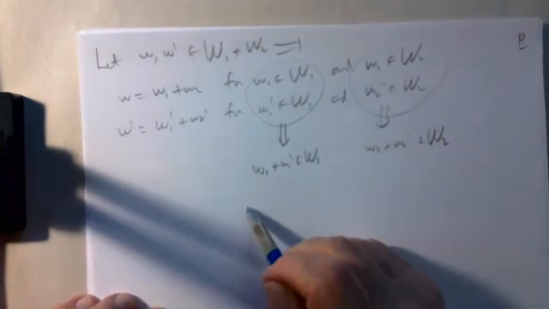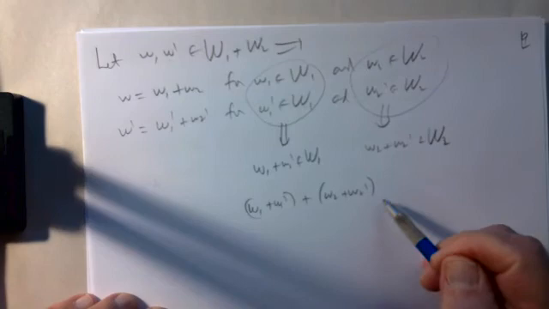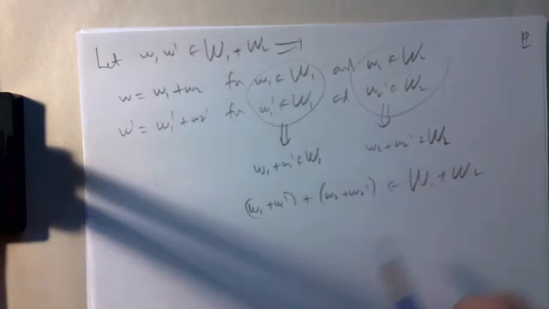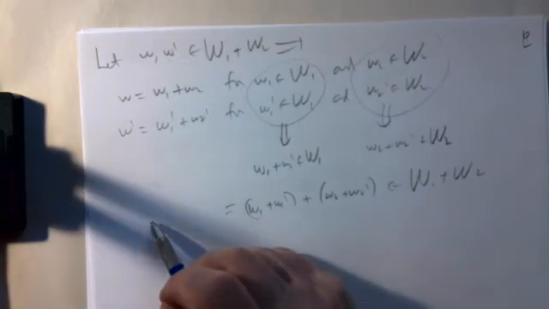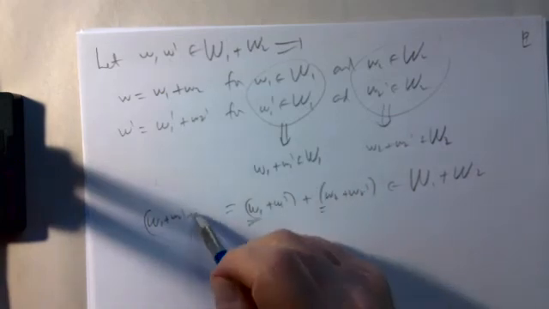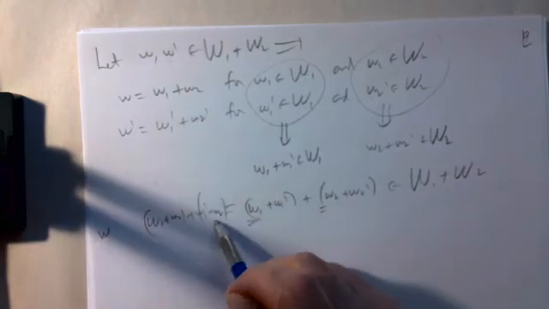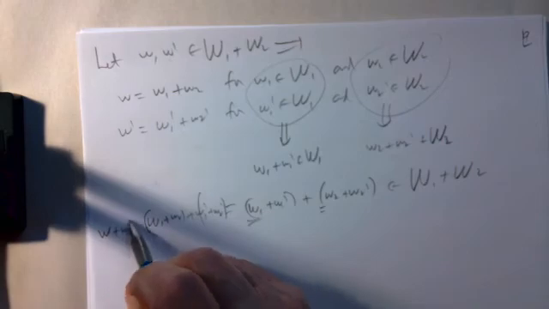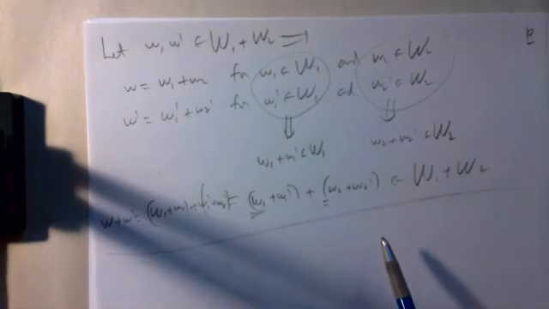So if I take the sum of these vectors, w1 plus w1 prime plus w2 plus w2 prime, that's in W1 plus W2. But vector addition is commutative. This is the same as w1 plus w2 plus w1 prime plus w2 prime. And w1 plus w2 is w, and w1 prime plus w2 prime is w prime. So this is closed under vector addition. So the sum of two subspaces is a subspace.